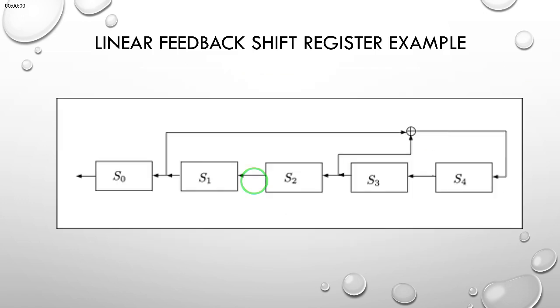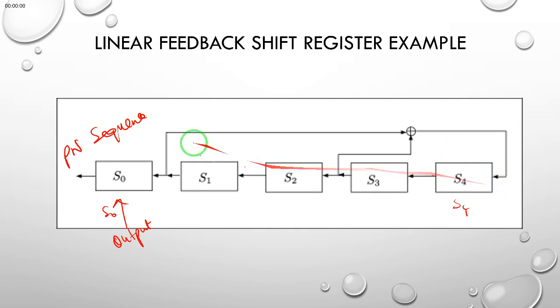And another one here again has 5 registers. In this model, the last bit S4 is considered to be the input, and the first bit S0 is considered to be the output. So in this model, the PN sequence is obtained from S0, and the input is considered to be going to S4.